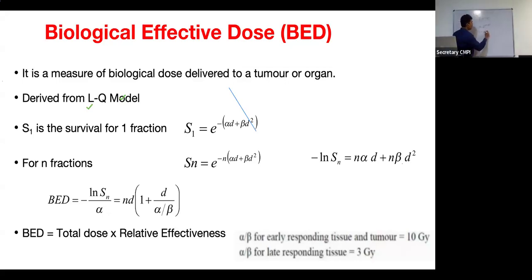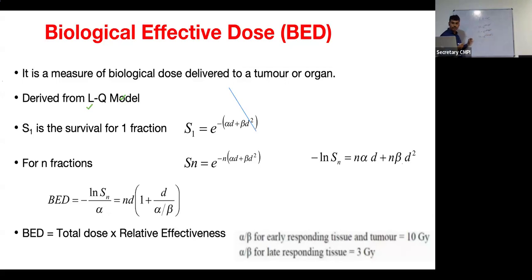So the survival fraction after one fraction, 1 day, is e raised to minus alpha d plus beta d square, where I'm just putting small d as the dose per fraction. After n fractions, survival will be e raised to minus n times alpha d plus beta d square.